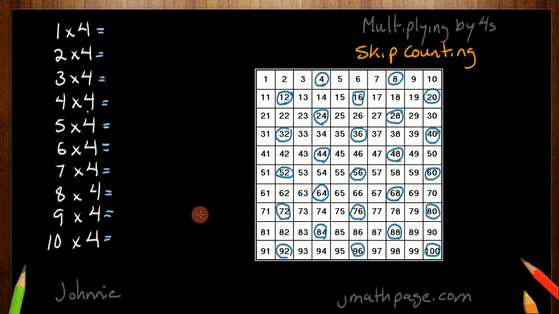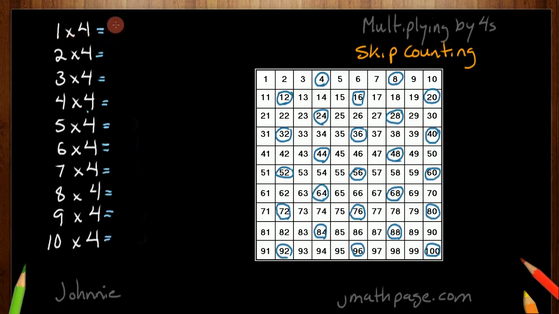Now I'm going to mix them up. Are you ready? Let's start here. 9 times 4 equals 2 times 4 equals 8 times 4 equals 3 times 4 equals 7 times 4 equals 4 times 4 equals 6 times 4 equals 5 times 4 equals 10 times 4 equals, and what's the last one? 1 times 4 equals. Okay, let's check them together.